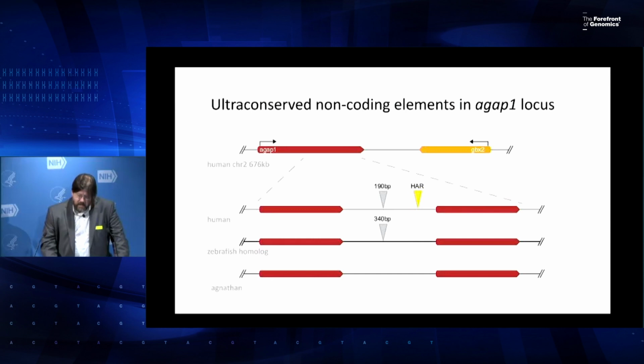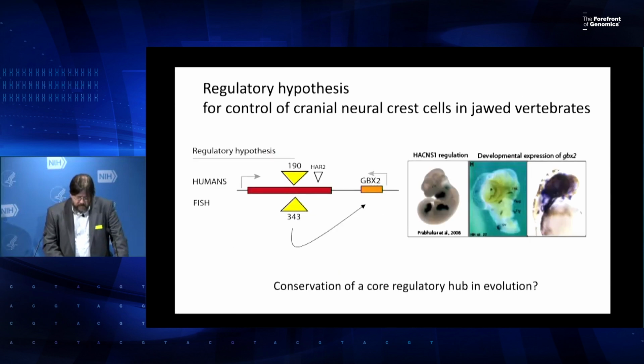But importantly, in amniotes, this UCE is not found as such. That's unique to jawed vertebrates. We can find it in humans and chicken and so forth, and it's about 190 base pairs long, so there is some sort of degeneration of that UCE in amniotes. So the hypothesis is that this particular UCE is regulating GBX2 right next door. GBX2 is a hallmark gene that says, well, this looks like this could be functional here.